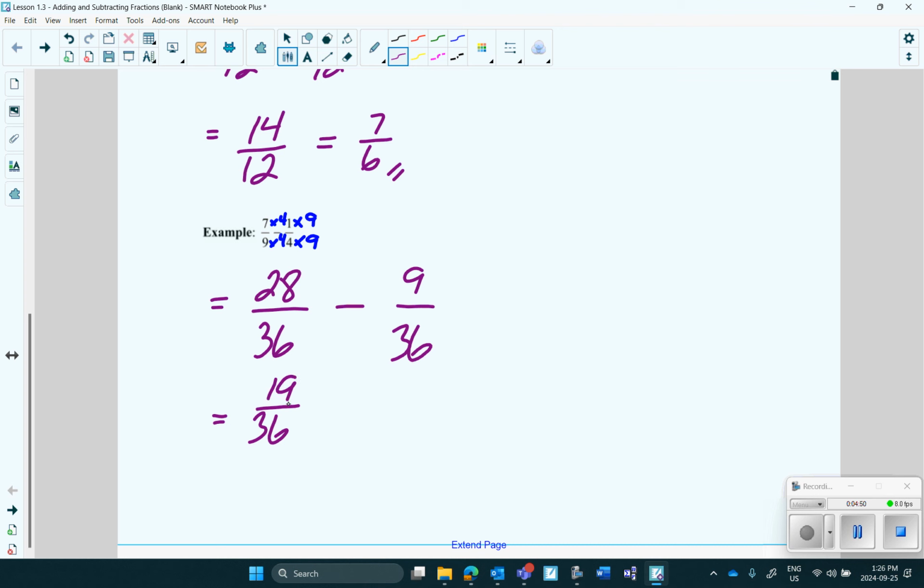And does that reduce? Sure. What could I divide the top and bottom by?